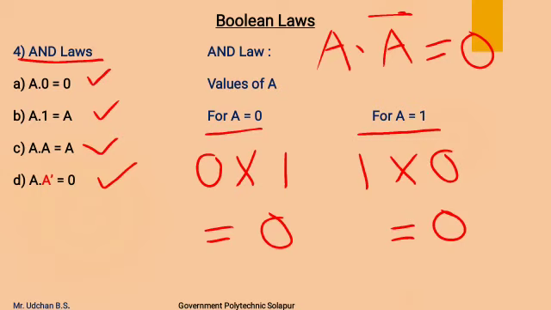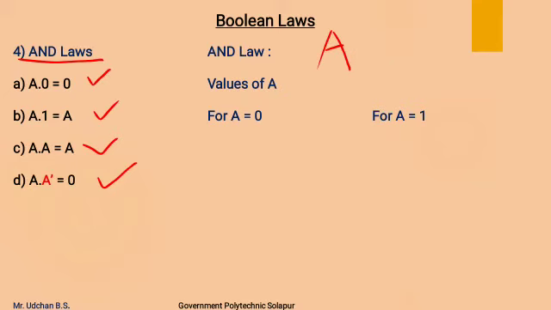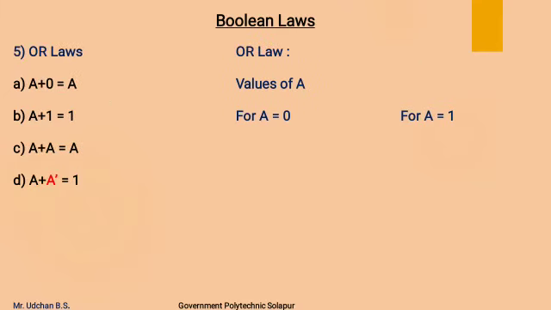These are the 4 AND laws. And now we will see OR laws. These are 4 OR laws. We will see one by one again, like AND laws.